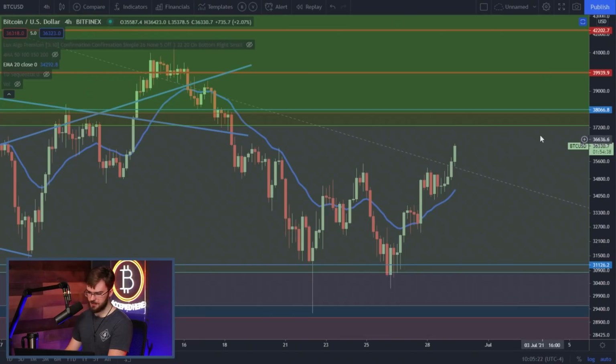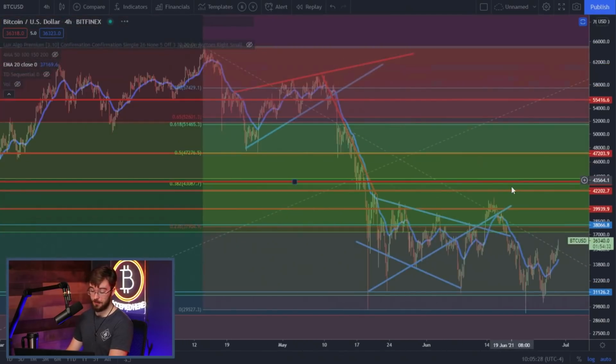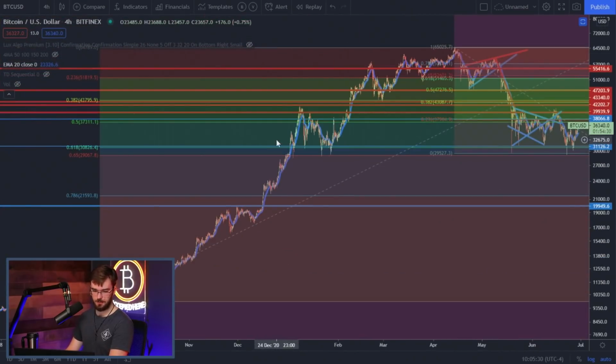some highs that we set back on June the 10th, and then there's also some Fibonacci levels in here. If I bring up my other chart, you guys can see that there is a strong bit of Fibonacci support sitting around 37,200 all the way up to resistance all the way up to 38,000, excuse me. So those are a few levels to be looking out for.